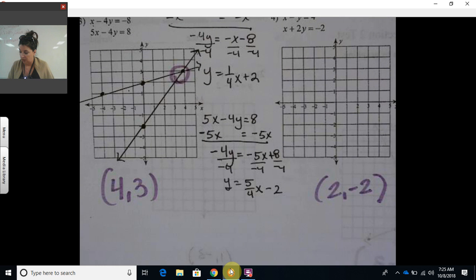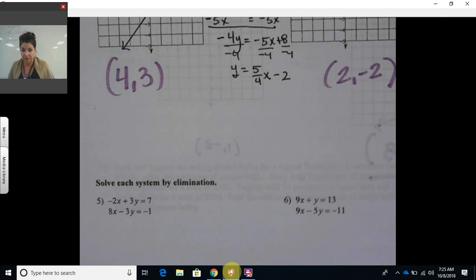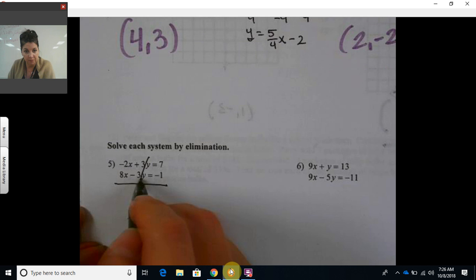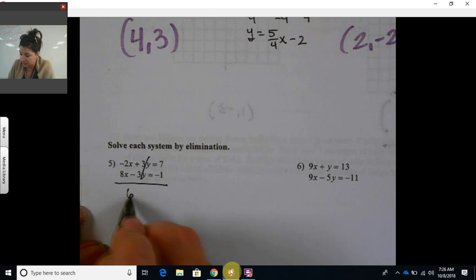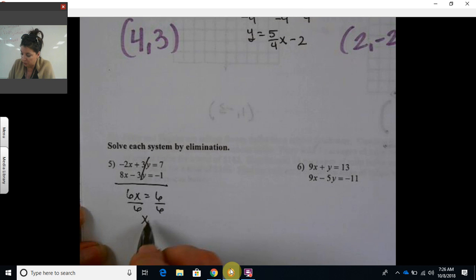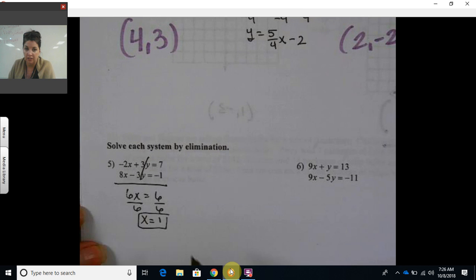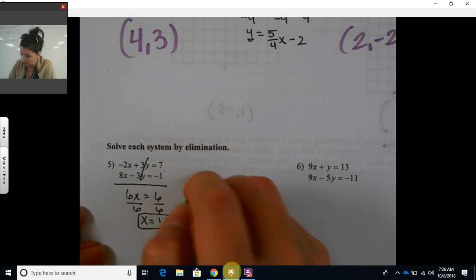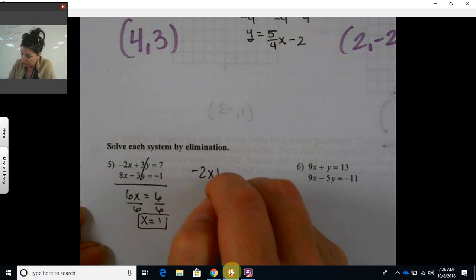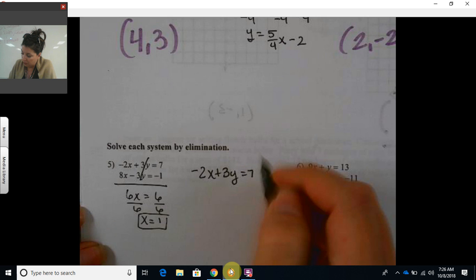Okay, 5, 6, 7, 8, it says solve using elimination. On number 5, the y's eliminate automatically, so we don't even have to do any multiplication. So combine your x's, you get 6x equals 6. Divide each term by 6, and x equals 1. Am I finished at that point? Nope, I gotta find the y. So you know you're gonna substitute that back into either original equation. It doesn't matter which one. I'll just choose the top one. And wherever you see an x, you put a 1.